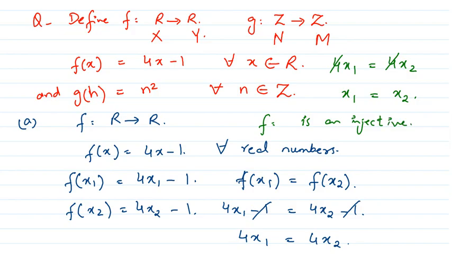Let's move on to the second part, that is for the function g. Let me write it here. The function g was defined as a mapping of the set of integers to the set of integers, and by definition g of n is n square, for all integers n. Okay?